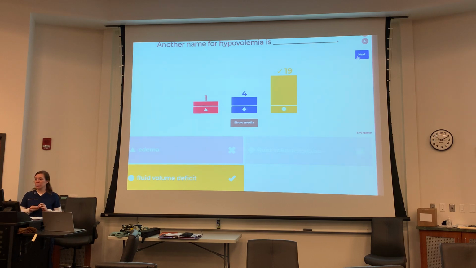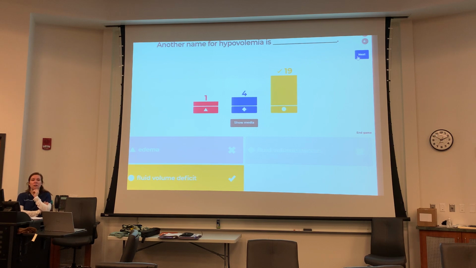Okay, another name for hypovolemia is fluid volume deficit. What are some signs of fluid volume deficit in our patients? So think of our assessment. We always start with our vitals and then think of a head to toe assessment. What are some findings that we might see with fluid volume deficit?